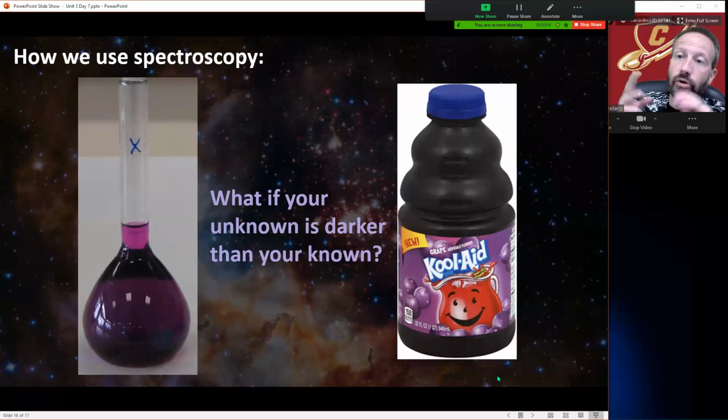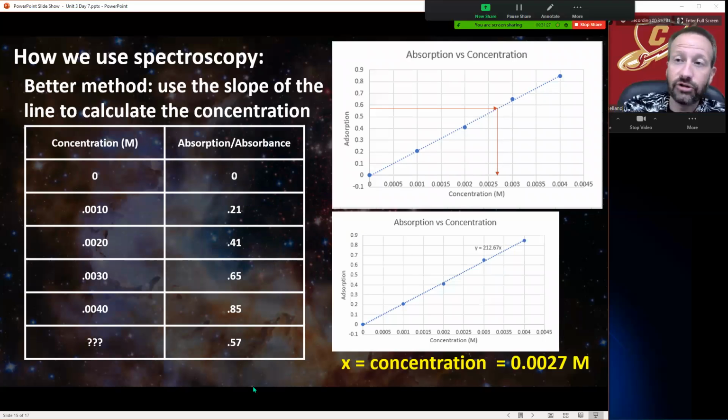Okay, final thought for you. What if the thing you're testing is darker than your original standard solution? Believe it or not, you should know the answer to this already. This is my original solution before I did any more diluting of it to make the little samples to chart. This looks way darker than that. What do I do? Well, let's go back to the graph. Say I don't do anything with it and I put it in the spectrophotometer and I get an absorption of 1.68. I'm like, oh, that's nowhere on my graph.